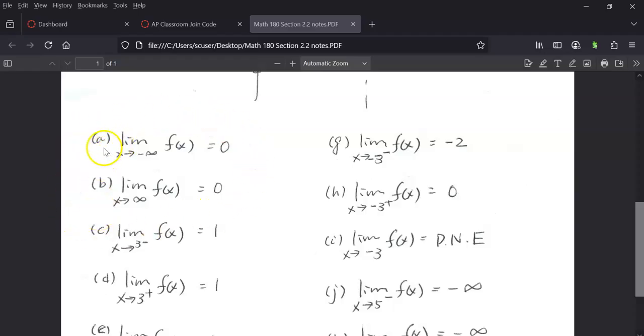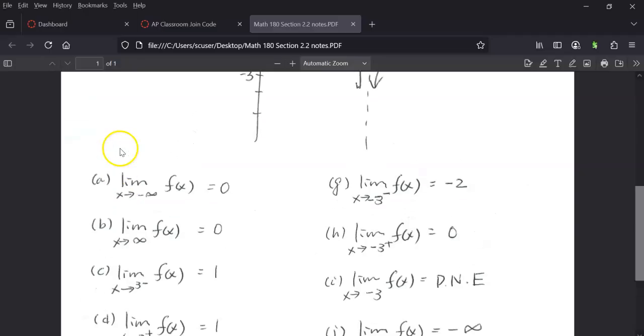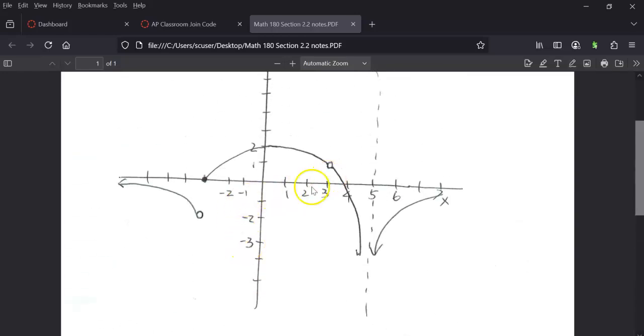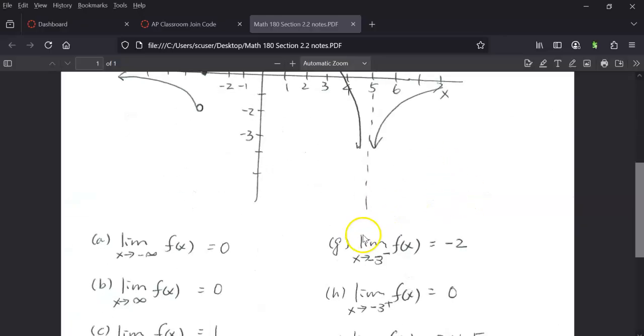Part A says: limit as x approaches negative infinity of f of x, and the second one says: limit as x approaches infinity of f of x. What does it equal? If you look at this graph in general, as x goes towards negative infinity, we can see that our function approaches y equals 0. And on the other side, it's the same thing. As x approaches positive infinity, f of x also approaches 0.